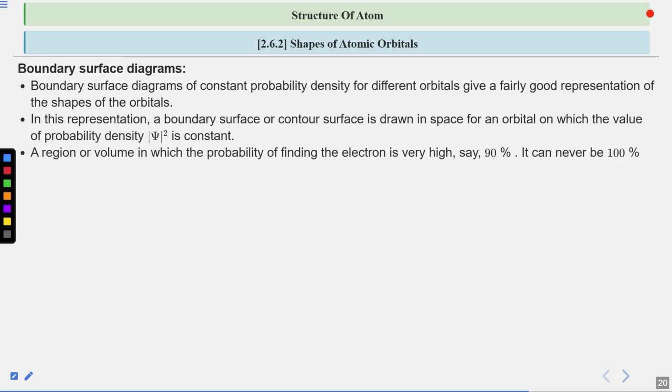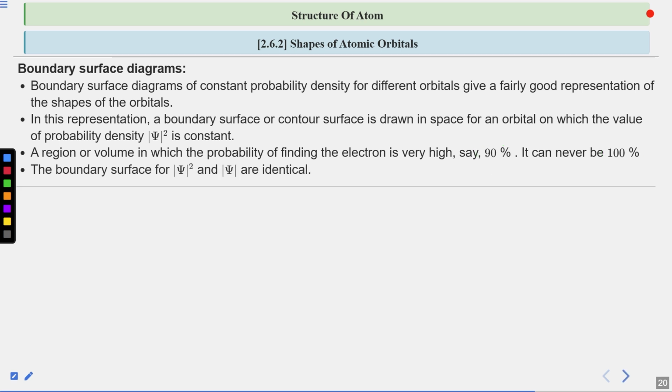Third, we only take those areas where the probability is 90% or greater than 90%, but it can never be 100%, because in that case it would be deterministic and not probabilistic. So it will always be greater than 90%. That region we will take, and it will obviously be less than the 100% point.